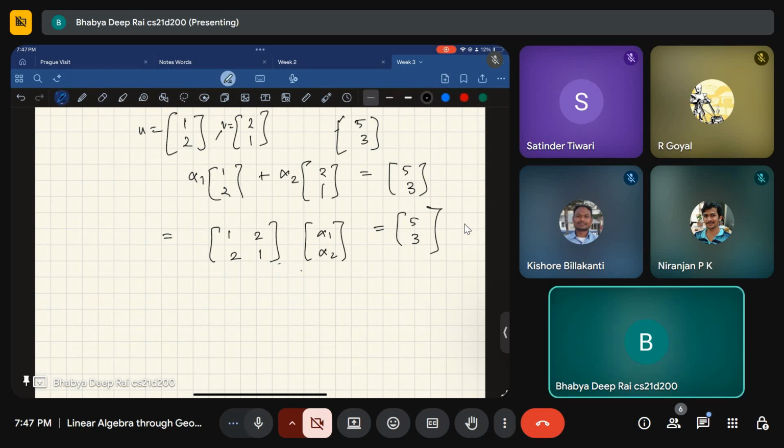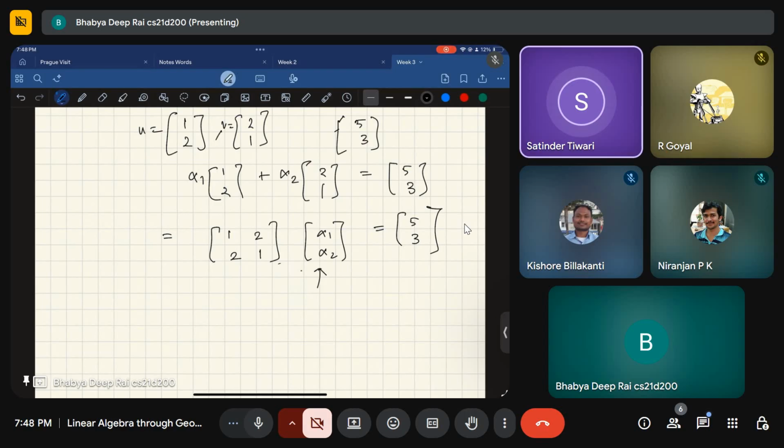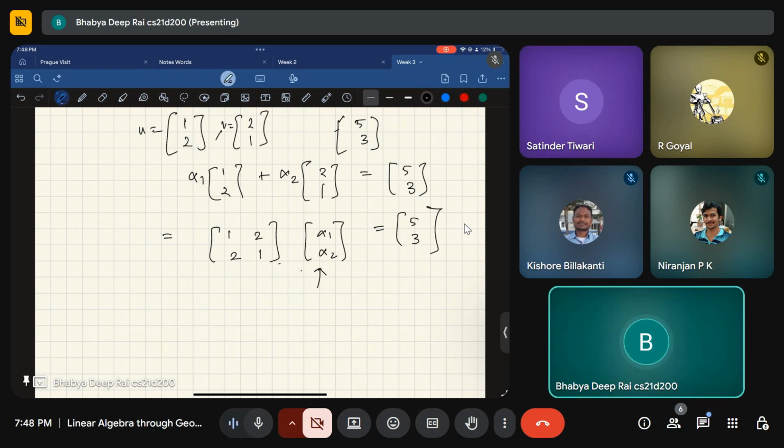And now notice, tell me, can I always find this alpha 1, alpha 2? Yes, we can find. Why can we always find? Because either it will be a system of linear equations we can solve by the Gaussian method or the reduced Gaussian method, or maybe by A inverse, by taking the inverse of that matrix to the other side. But let's say this is not 1 2 2 1. Let's say this is A, this is alpha, and this is B. Can you always find the value of alpha?